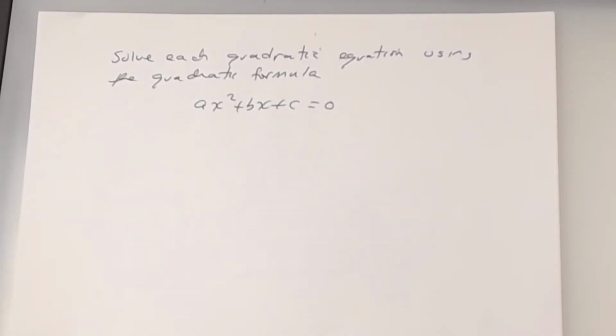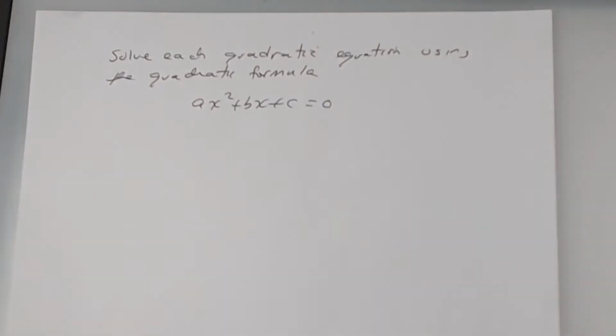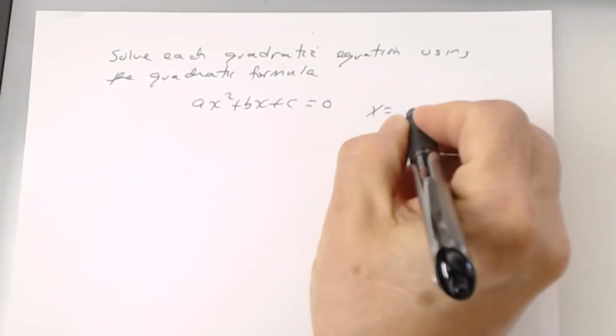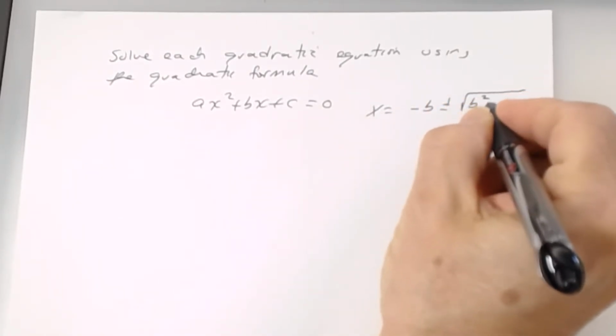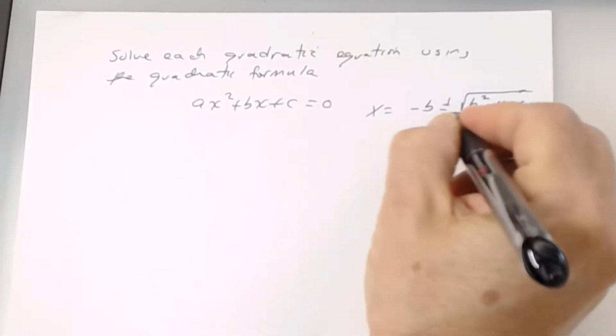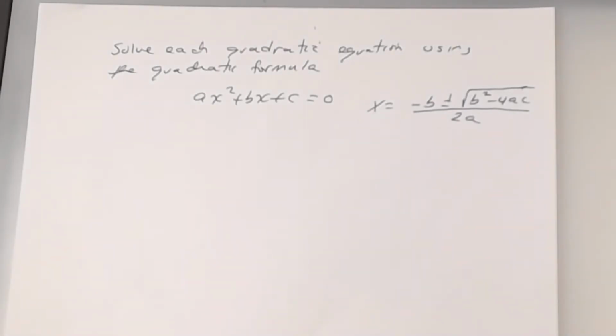And if you were to complete the square, and you have no idea what that is, but if you were to complete the square on this quadratic equation, you would end up with the quadratic formula. So you would end up with this: x equals negative b, the opposite of b, plus or minus the square root of b squared minus 4ac, all over 2a. That's the quadratic formula. You can solve any quadratic equation using the quadratic formula.